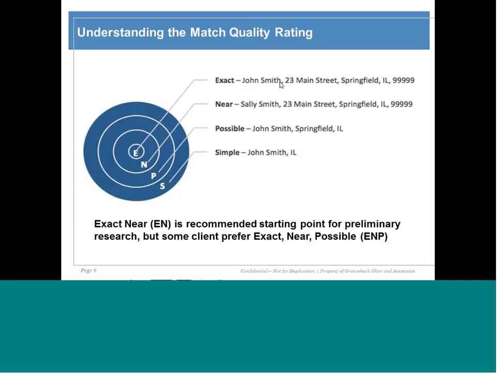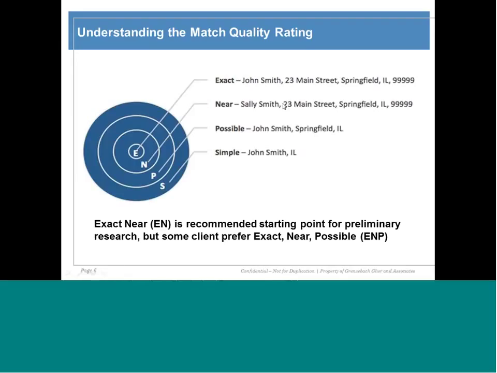For every single piece of data that we have matching to your prospect, it is going to receive one of these 4 match quality ratings: exact, near, possible, or simple. And here we've given the near example where Sally was listed as a spouse. So near matches are generally going to be spouse matches.